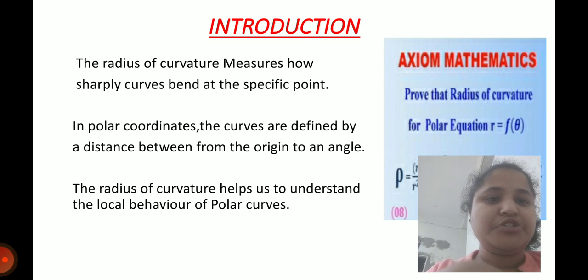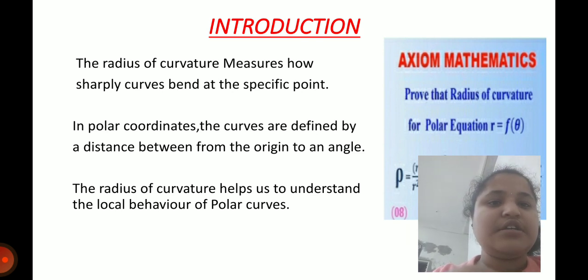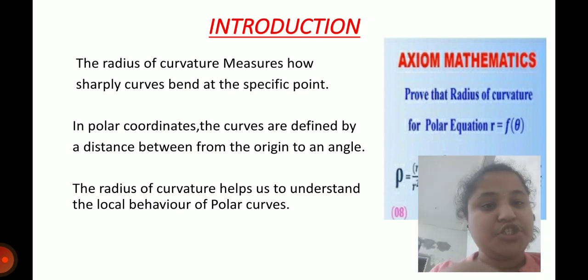The radius of curvature measures how sharply a curve bends at a specific point. In polar coordinates, the curve defines the distance from the origin as a function of the angle. The radius of curvature helps us to understand the local behavior of polar curves.